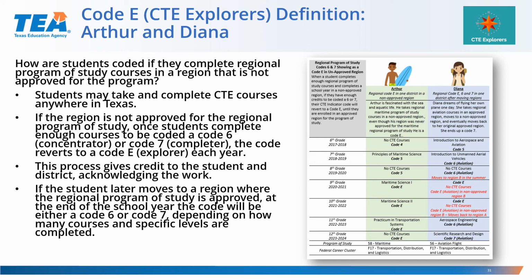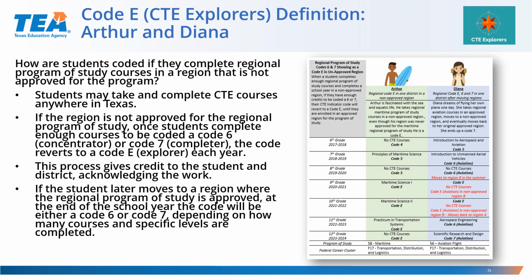The regional Code E processing rule gives credit to students and the district acknowledging the work. If the student later moves to a region where the regional program of study is approved, at the end of the school year, the code will be either a Code 6 or a Code 7, depending on how many courses, credits, and specific course levels are completed.